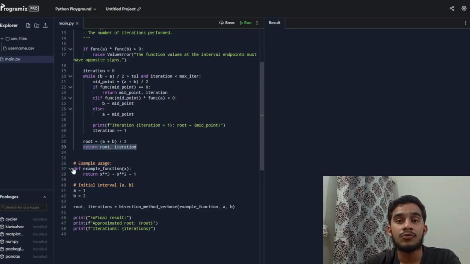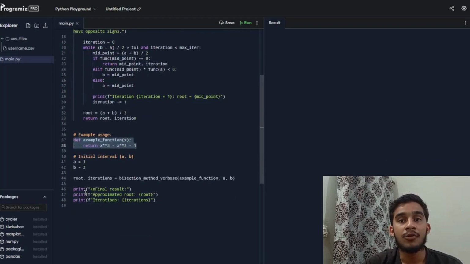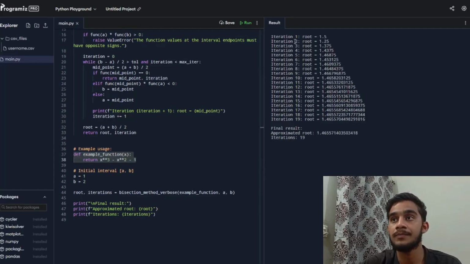Then we initialize another method that defines the question, in which we return the function, and then initialize two variables a and b that are the interval points, call the function, and then print the result. Let's check how it works. So it works. At the 19th iteration we get the root at 1.465571, iteration number 19. I hope you understand what I'm trying to say.